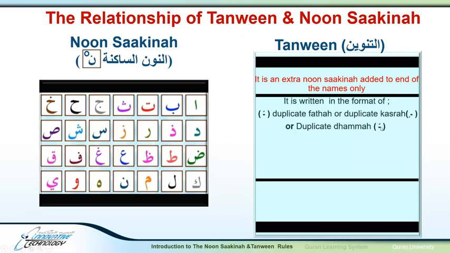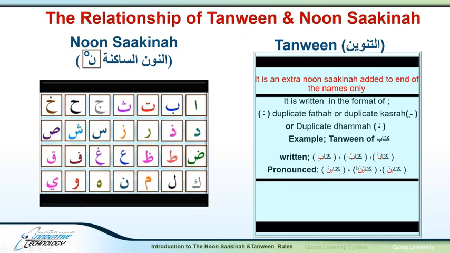So there are three types of tanween. Tanween with fath, tanween with kasr, tanween with dhamm. And the example is, as we see here, for the word kitab. Kitab is a book. Now a book with tanween fath, kitaban, or kitabun, tanween dhamm, or kitabin, tanween with kasr, duplicate fatha, duplicate dhamma, duplicate kasra. And it is pronounced like this.